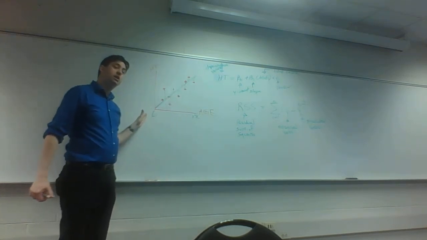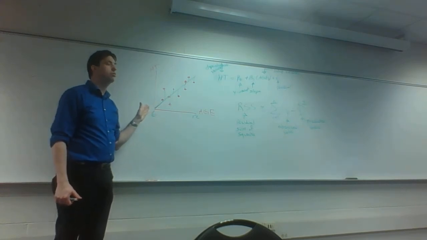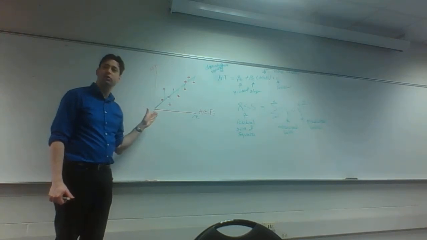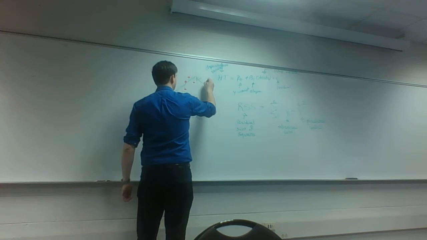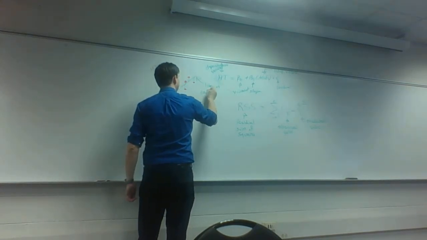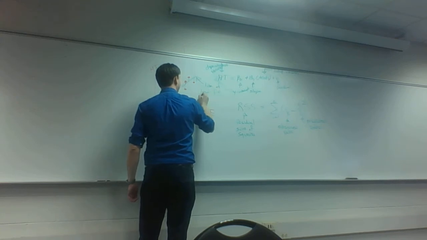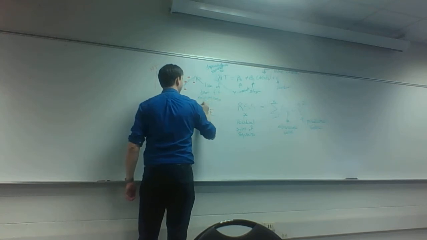This line is the line of best fit. It is the smallest possible RSS. If we draw any other line, we would get a bigger RSS. The line of best fit minimizes RSS.